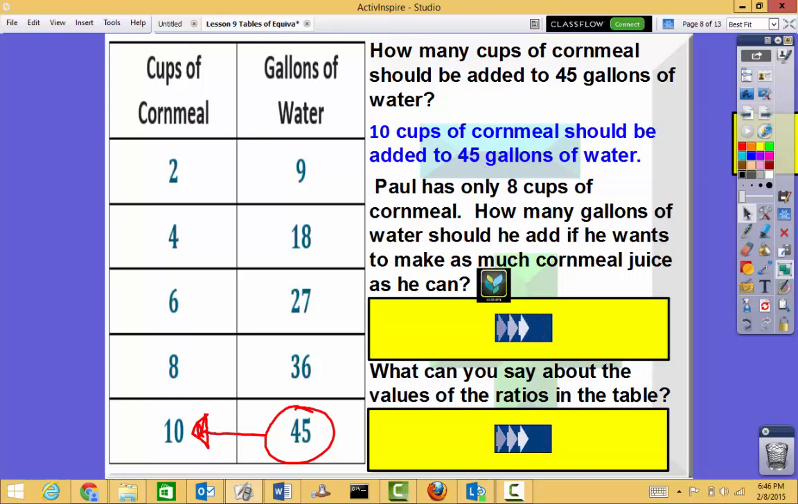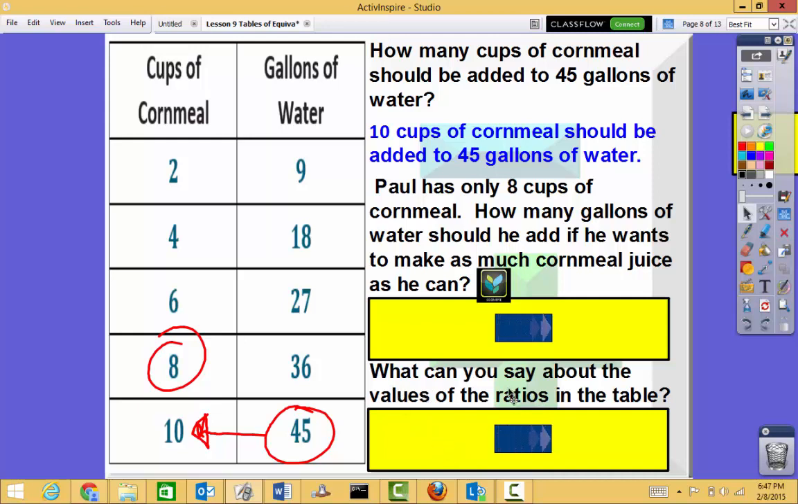Paul, for our next question, he only has 8 cups of cornmeal. How many gallons of water should he add if he wants to make as much cornmeal juice as he can? So I'm going to look, where's my cups of cornmeal that equals 8? It's right here. And now my question is saying, how many gallons of water should he add if he wants to make that cornmeal juice? Answer that question on Socrative. When you're done, go to the next page. When you're done, unpause the video.